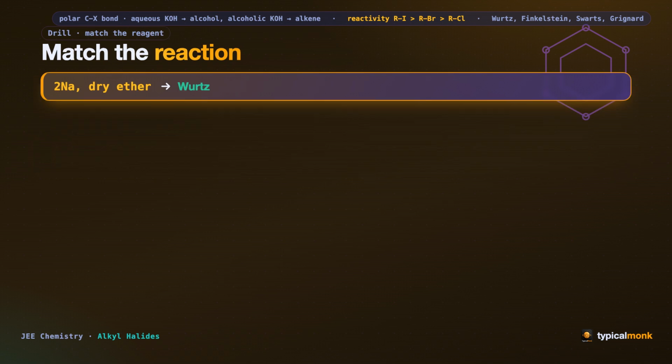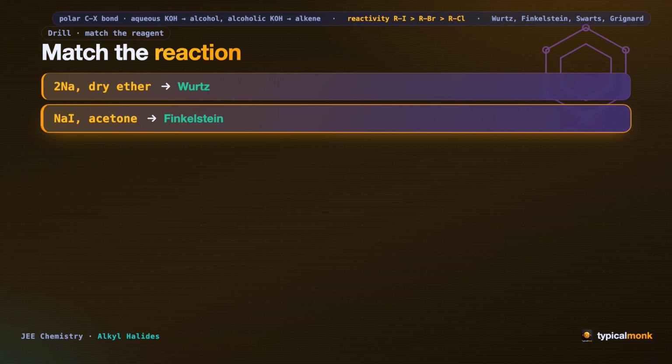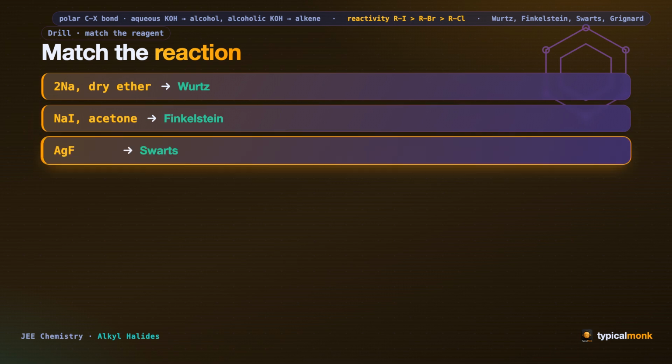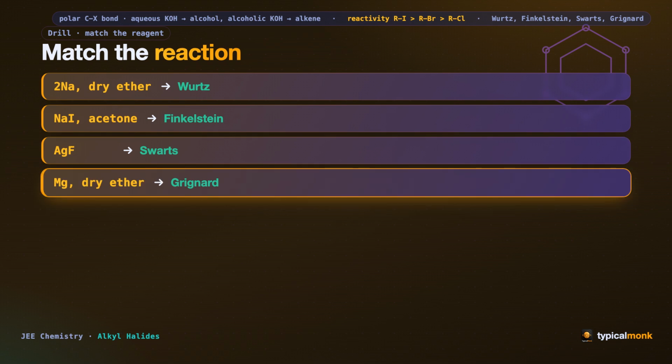Now match each reagent to its named reaction. Sodium in dry ether goes to the Wurtz reaction. Sodium iodide in acetone goes to the Finkelstein reaction. Silver fluoride goes to the Swarts reaction. And magnesium in dry ether goes to the Grignard reaction. Four pairs, each worth memorizing.